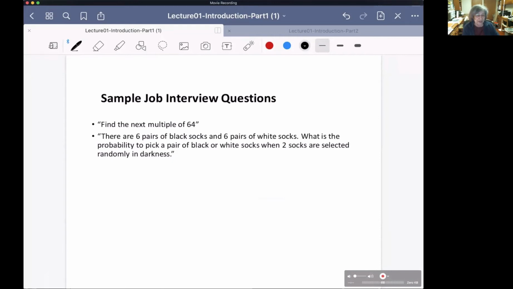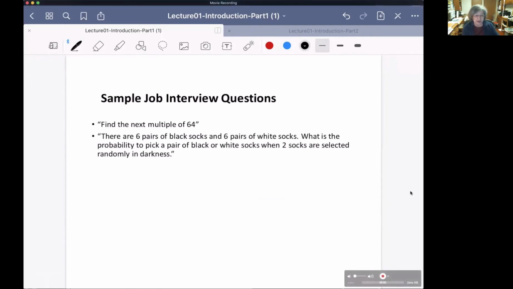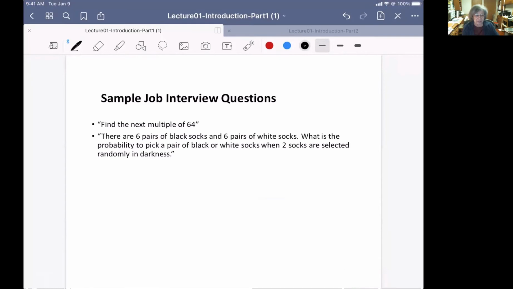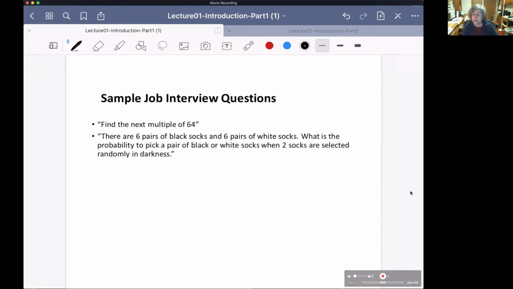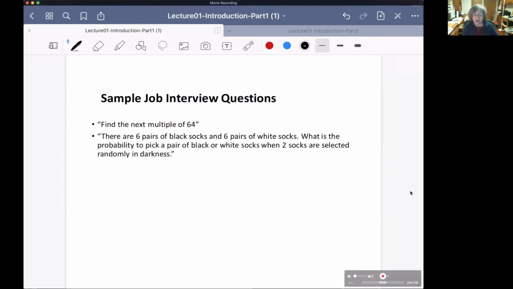So these are some of the questions that are asked at sample interviews. There are 6 pairs of black socks and 6 pairs of white socks. What's the probability to pick a pair of black socks or white socks when 2 socks are selected randomly in the dark? Now, obviously, they may not ask you about socks, but that's the basic kind of question that can be asked.